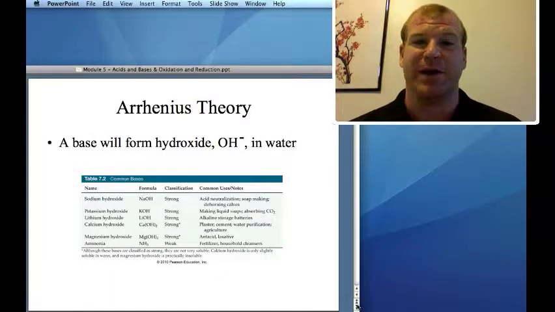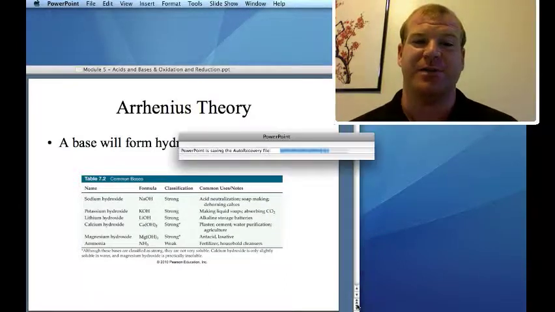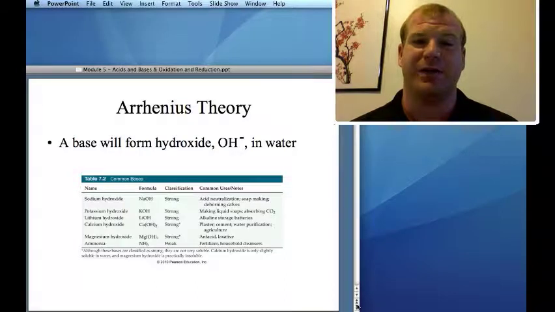Now, along with Arrhenius theory, a base is something that forms hydroxide in water. So acid forms hydronium, H3O+, base forms hydroxide, OH-. So let's talk about the different ones. Sodium hydroxide, also known as lye, used for soap and other sorts of acid neutralization reactions. Same thing with potassium hydroxide, also for soaps. Both sodium and potassium hydroxides, sometimes those are used in drain cleaners too, so really powerful industrial strength drain cleaners will have these in them.